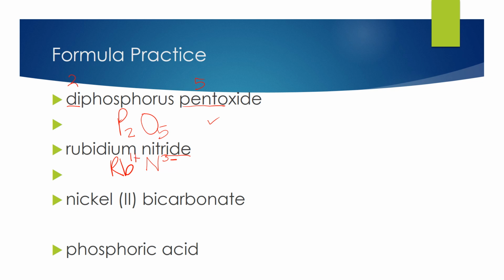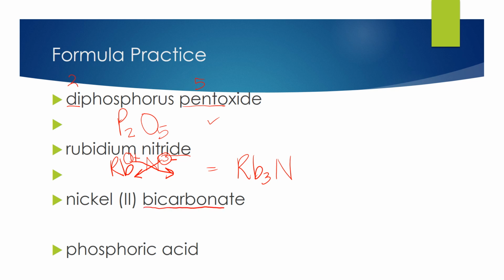So now, looking only at the numbers, crisscross applesauce, I need 3 rubidiums and 1 nitrogen. But remember, in chemistry, we're lazy and we don't write the ones. Okay, next example.